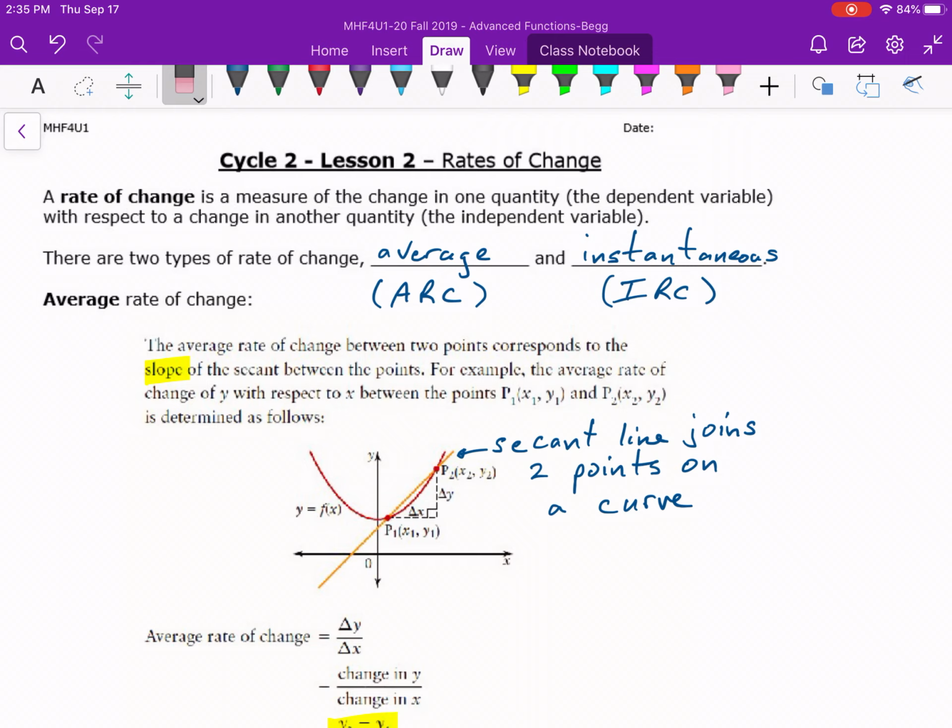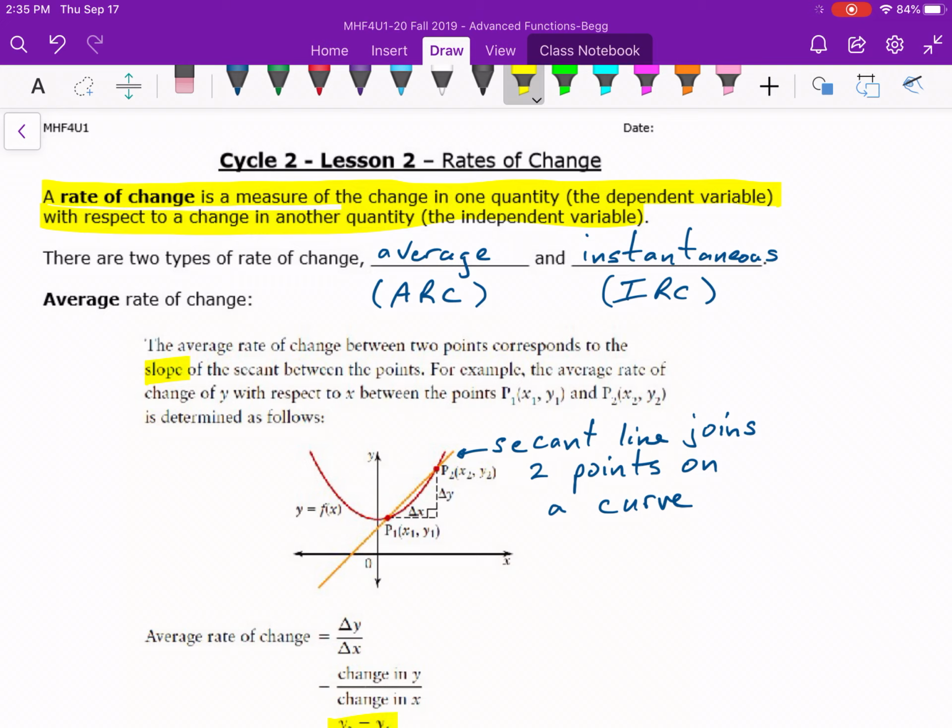A rate of change, what is it? It's a measure of the change in one quantity, the dependent variable, y, in other words, often, with respect to the change in another quantity, the independent variable. Often we use x for that one.